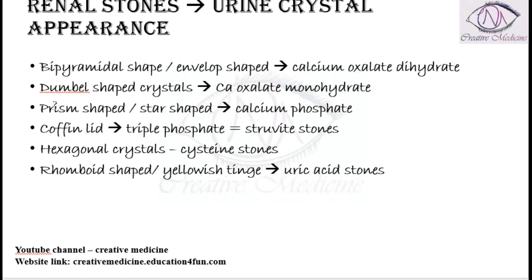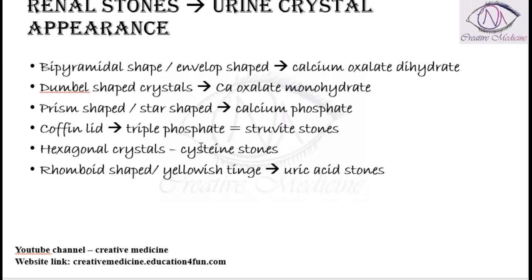If the urinary crystals are dumbbell shaped crystals, then it can be due to calcium oxalate monohydrate. If you see prism shaped or star shaped crystals, then it can be due to calcium phosphates. If you see the presence of coffin lid crystals, then it is seen in triple phosphate stones or struvite stones.